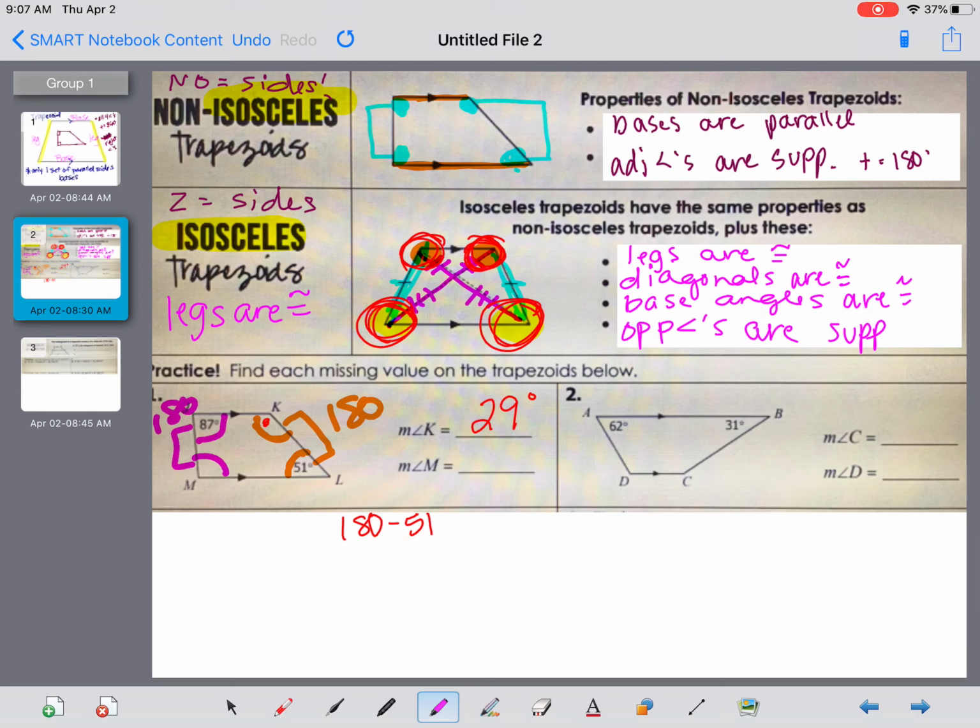And the same thing is true for 87 and angle M. Those two are supposed to equal 180 degrees. So all we have to do is do 180 minus 87, and that gives us 93 degrees. All right. Next. So for number 2, very similar process. This angle A, 62 degrees, and this angle D have to add to be 180 degrees. So all we have to do is do 180 minus 62, and that gives us 118 degrees for angle D.